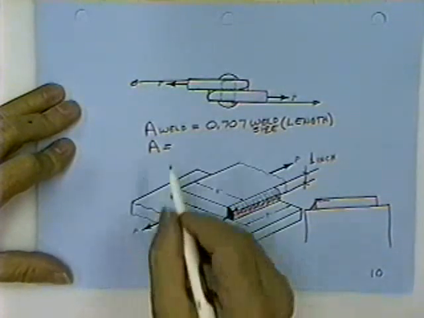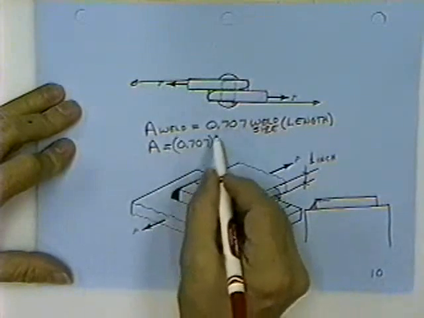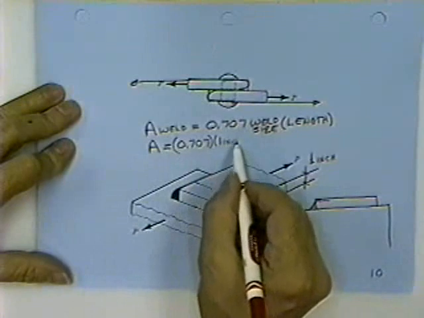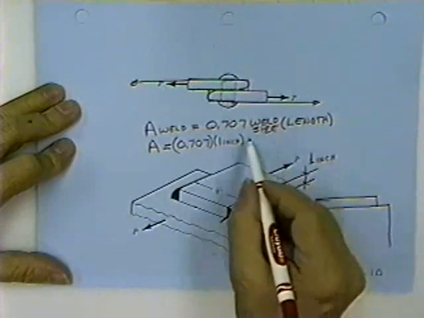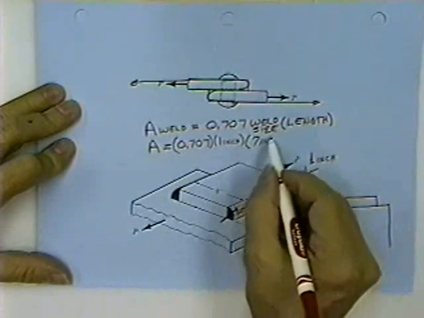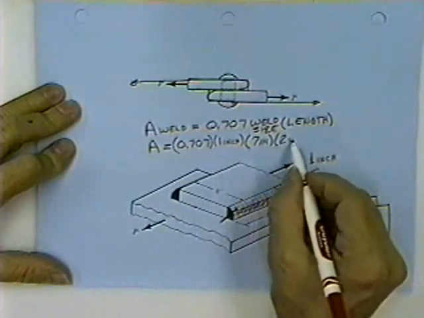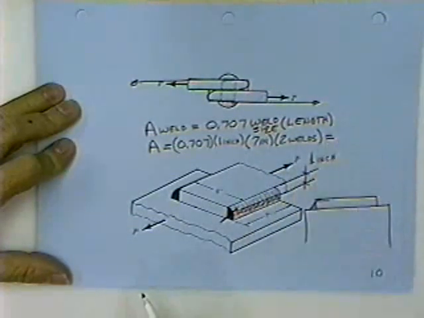So in our case, we'll take 0.707 times 1 inch, and that's what we have for the throat of the weld. That's the distance across the 45-degree plane on the weld. Then you multiply that times the length of the weld. That's about 7 inches long, and there are two welds, one on each side, and then that gives you the area of the weld resisting the forces.